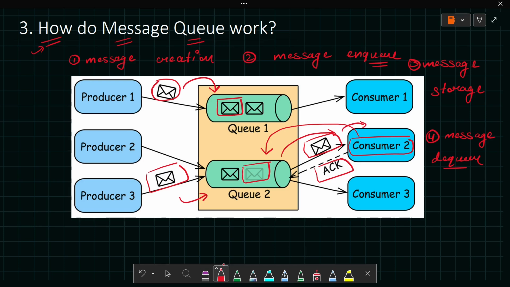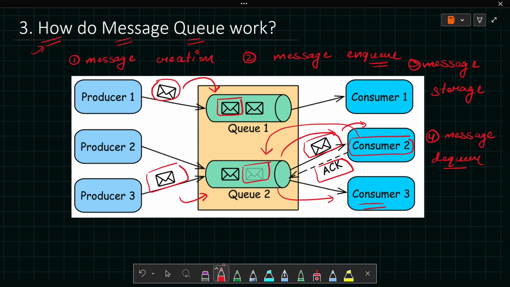Then the queue sends, for example, this message was to be sent to consumer 2, and now the remaining message is to be sent to consumer 3. So the acknowledgement goes to the queue that consumer 2 had successfully received the message. Now the second message is going to be delivered to consumer 3. This is how the acknowledgement works.